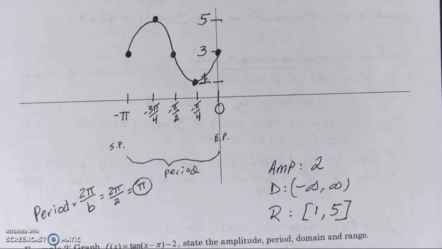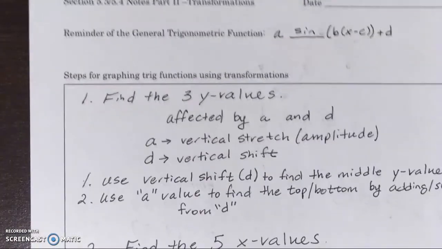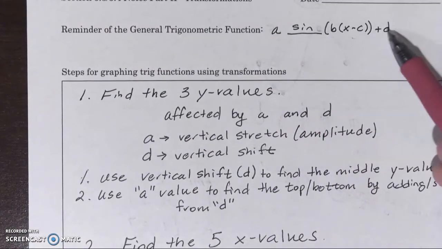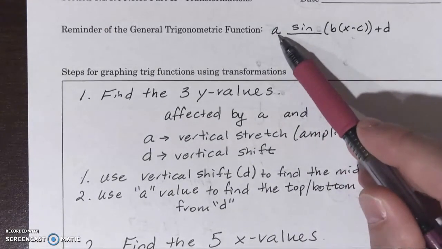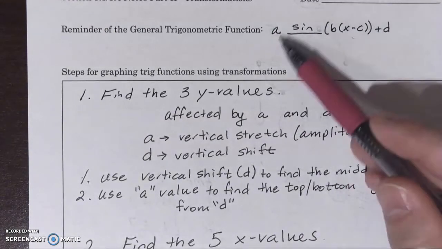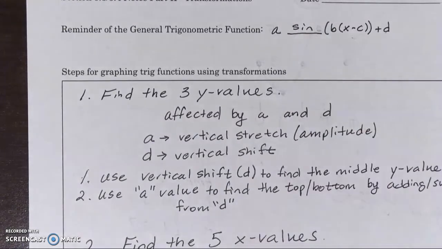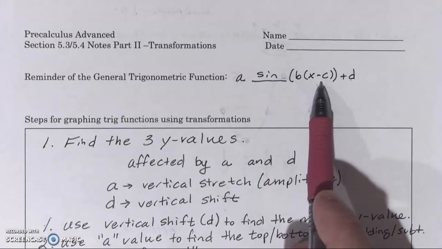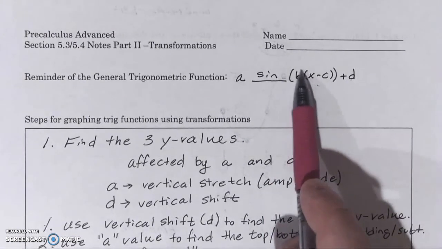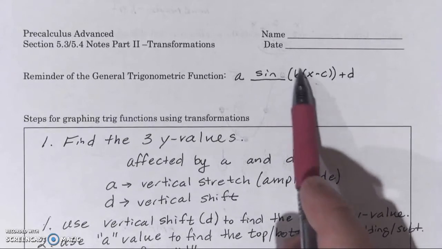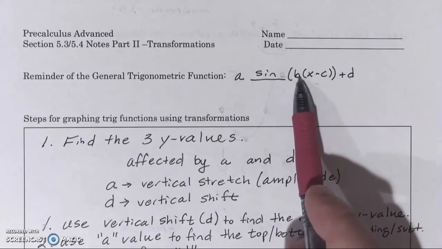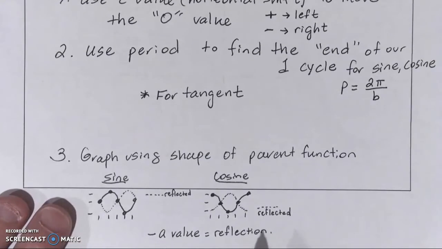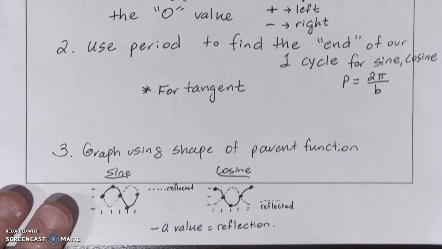All right. So, last final recap. Find the y values using the vertical shift and our a value, which you can consider the amplitude or the vertical stretch, if you will. We find the 5 x values by using our horizontal shift, and the b value, which could change the period of the graph, the distance from the start to the end. We then remember the shape of our graph. Sine and cosine, if it's reflected, we've given you that as well.